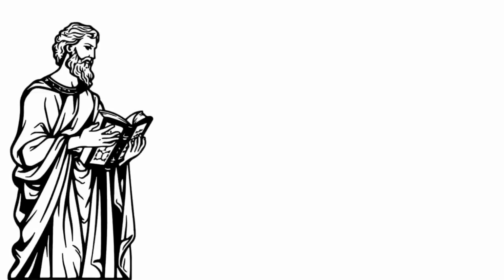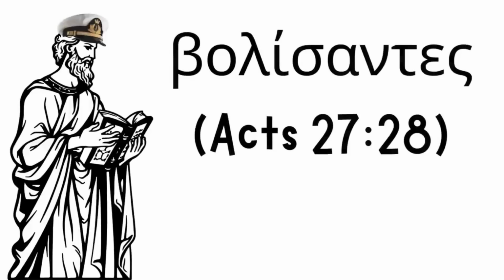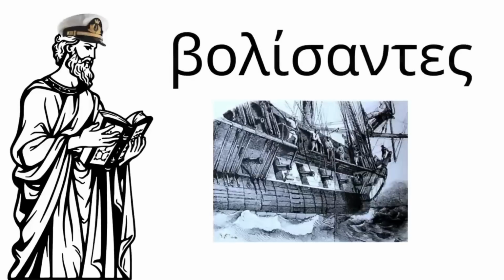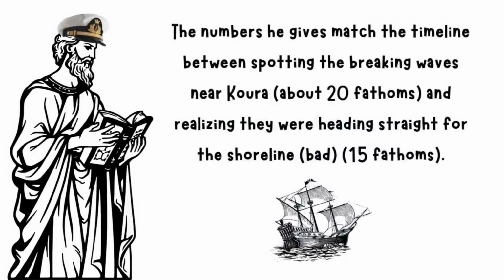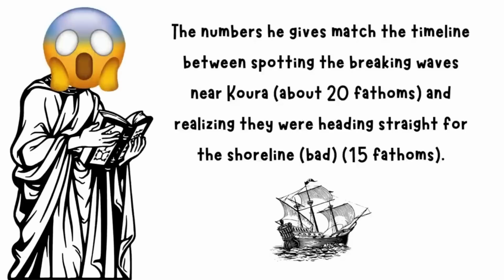Luke throws in this fancy Greek nautical term bolisantes, which basically means that they were taking soundings. The numbers he gives match up perfectly with the timeline between spotting the breaking waves near Cora, about 20 fathoms, and realizing they were heading straight for some serious shoreline trouble at about 15 fathoms.